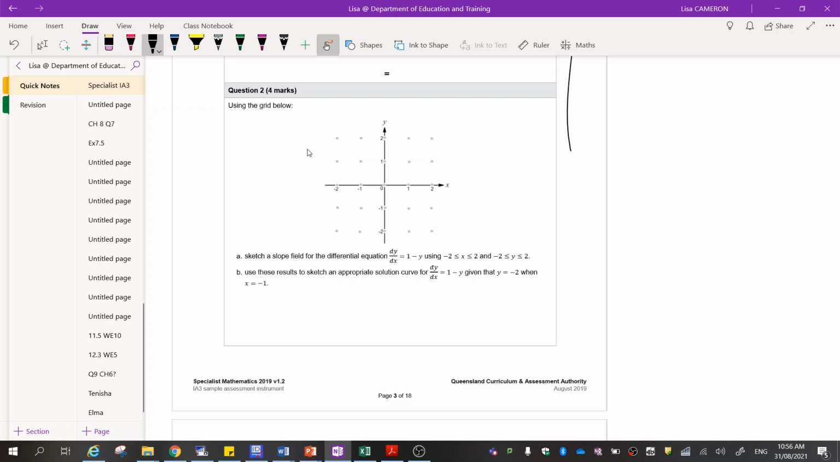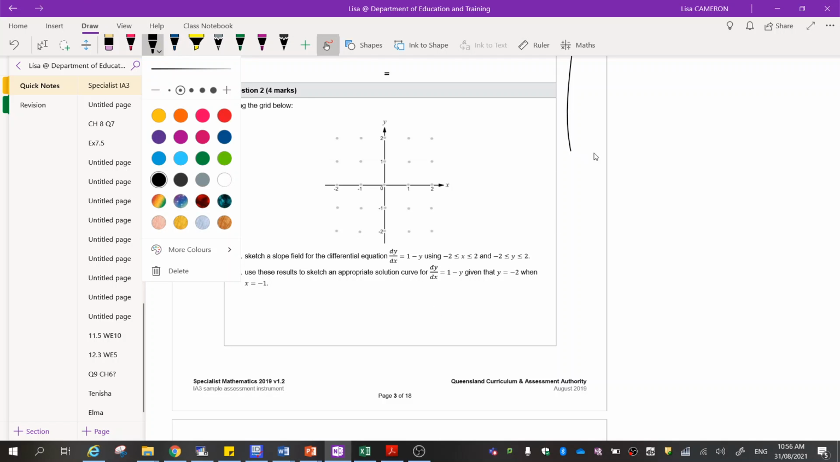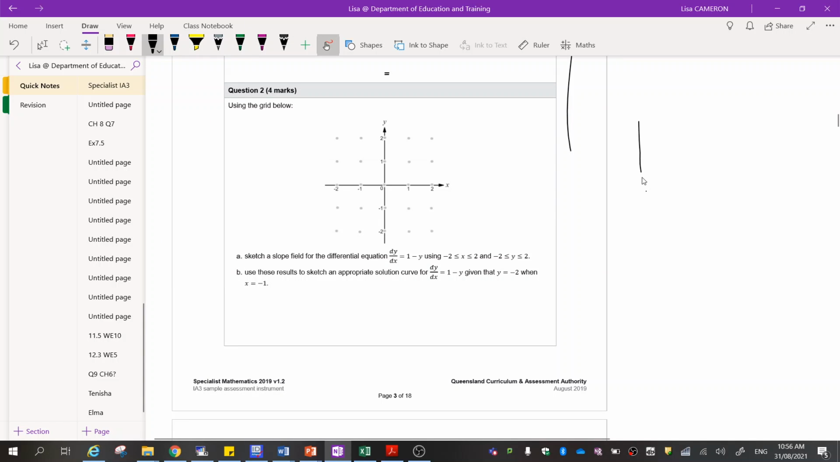So first thing we're going to do is we're going to set up a table just like we did in class. Now, if I was in the exam, I'd just do this on a scrap little piece of paper. So this will help you work out which way it goes without making any mistakes, which is always a pro. So we're going to go with 2, 1, 0, negative 1, negative 2.